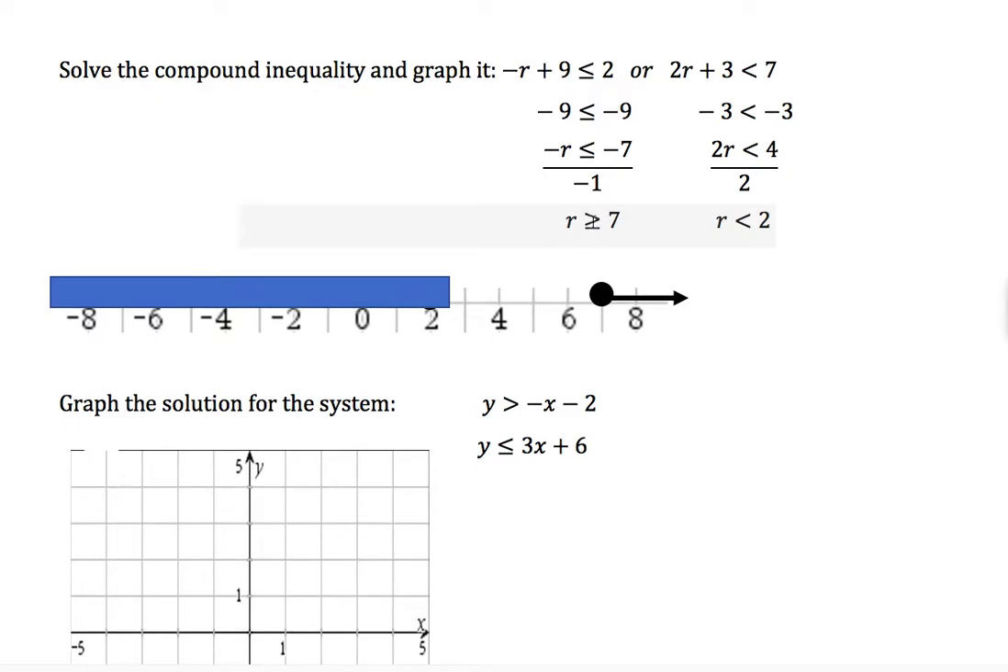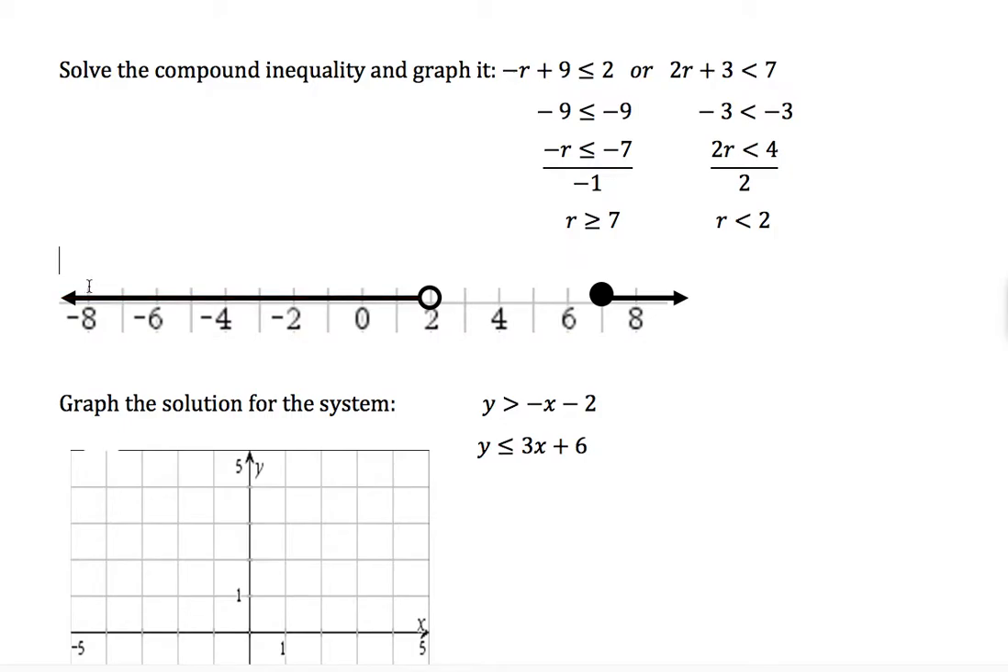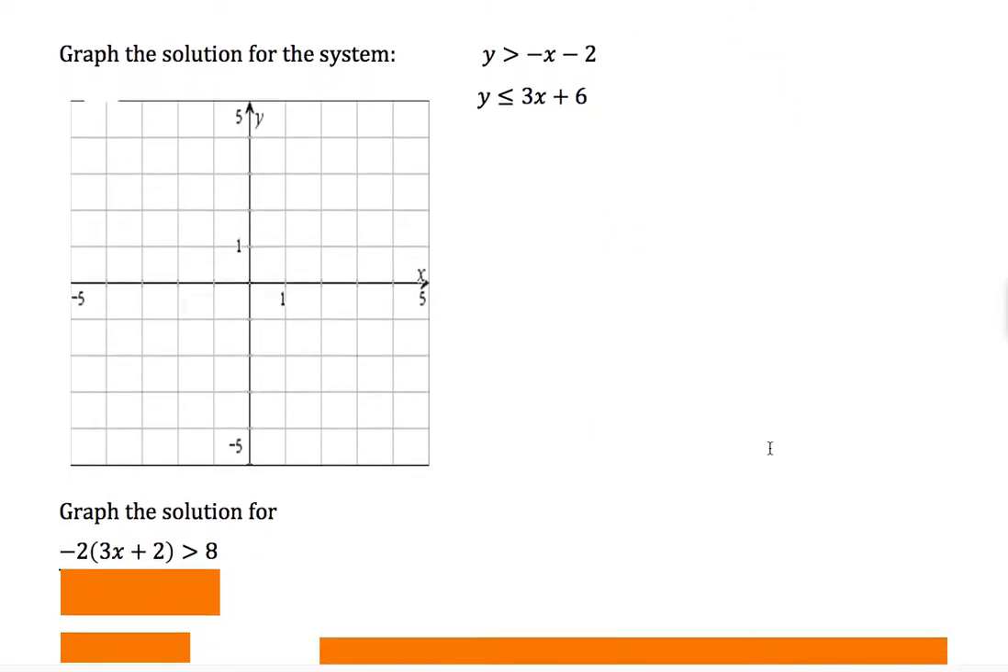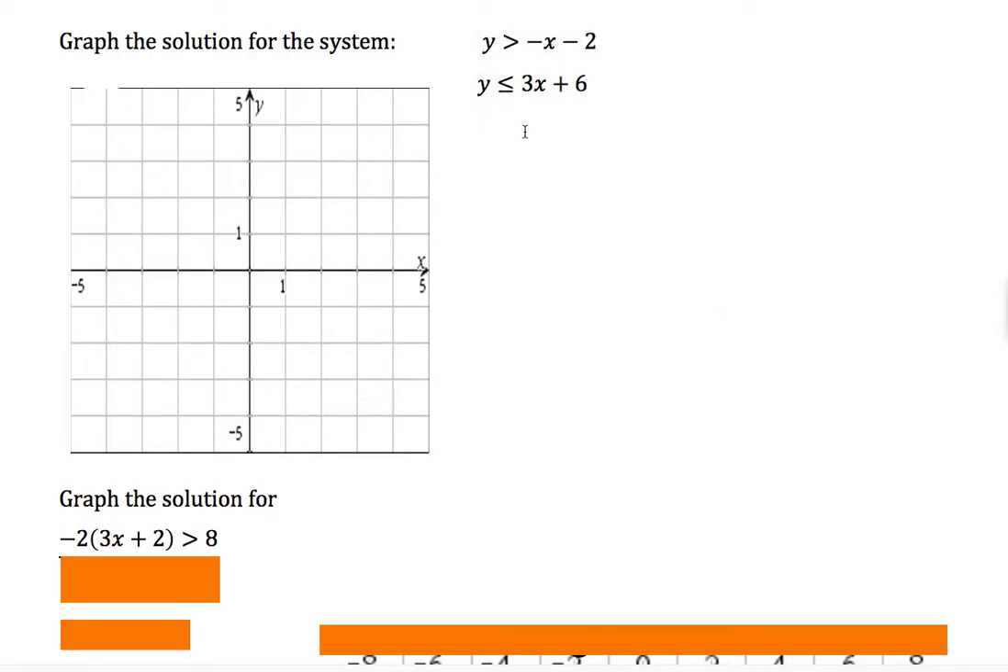And because r is greater than or equal to 7, we're going to point our line to the right. Now this part, r is less than 2. Instead of a filled in circle, we're going to have just an open circle, and it's going to be pointing to the left because r has to be less than 2. So this is how we would graph our inequality of r is greater than or equal to 7 or r is less than 2. The next problem, we are graphing the solution for this system of equations.